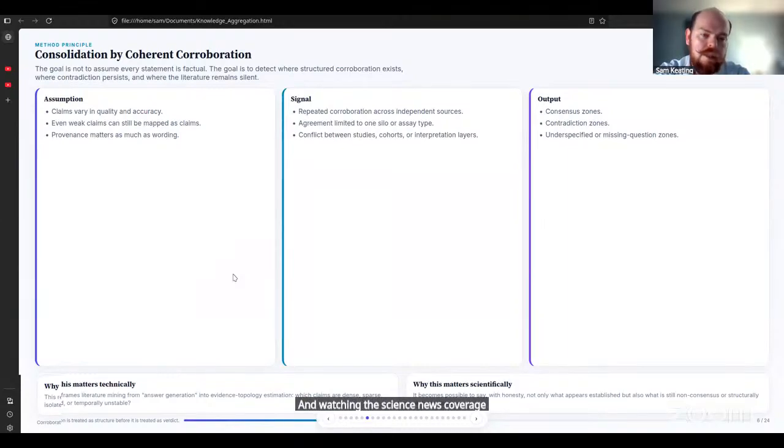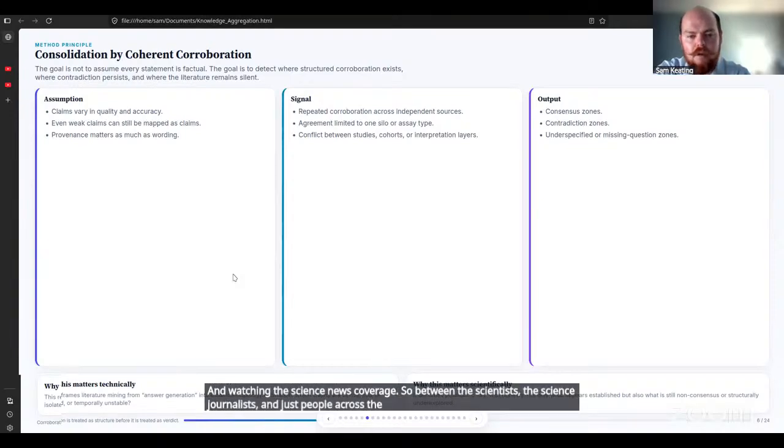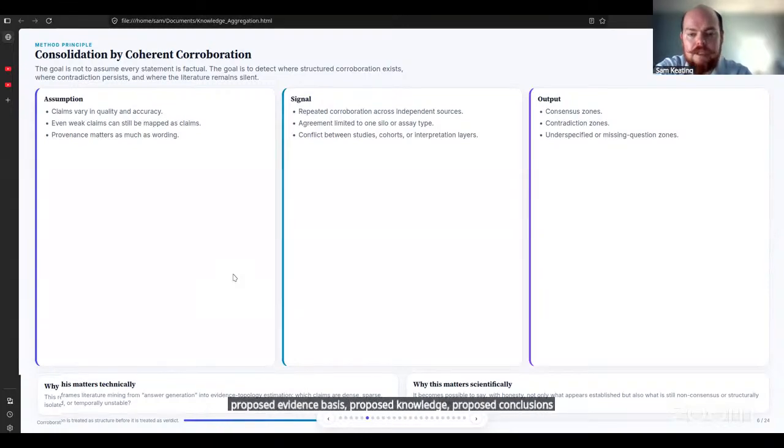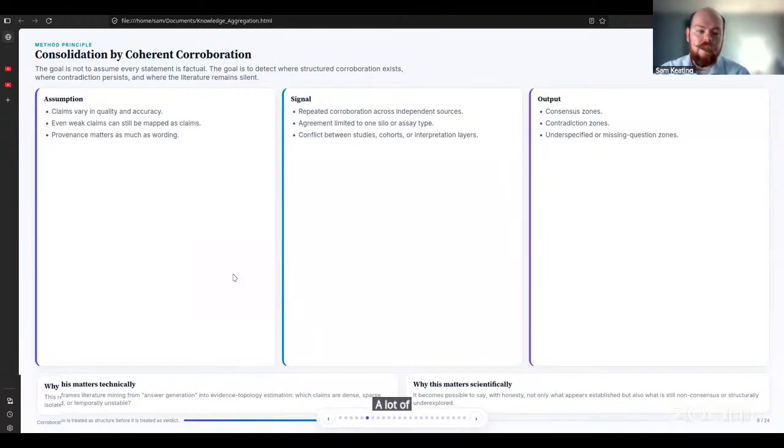So between the scientists, the science journalists, and just people across the board, no one has really thoroughly taken into account how to consolidate what is across the board in all the different proposed evidence bases, proposed knowledge, proposed conclusions, or even recommendations. A lot of it just remains murky because people are in one silo or not incentivized to consolidate. So it hasn't even really been aggregated yet.